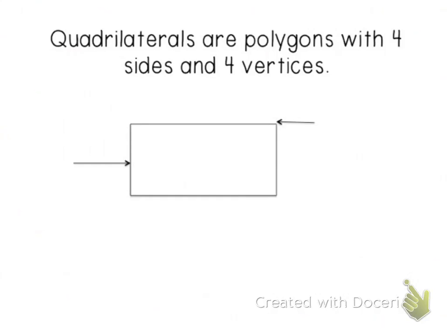Quadrilaterals are polygons with 4 sides and 4 vertices. So a vertex is the angle or where 2 of the sides meet. You can also think about it as the corners. And the sides are the edges of the figure. So a quadrilateral has 4 sides and 4 vertices. That also means that it has 4 angles.